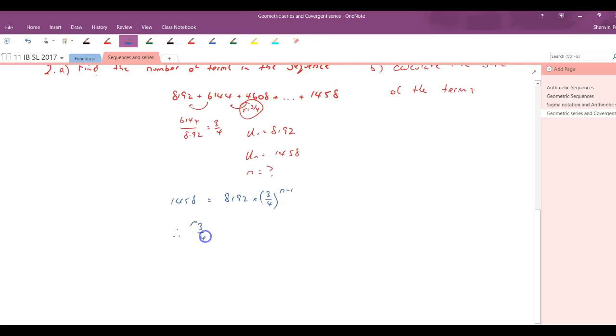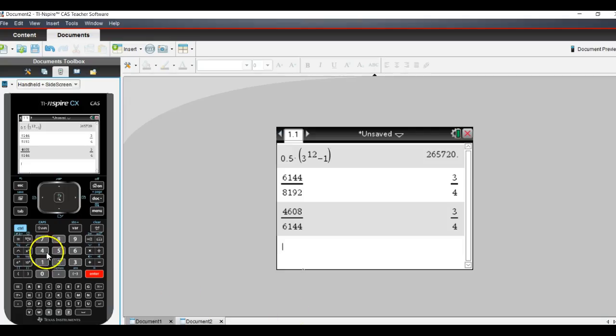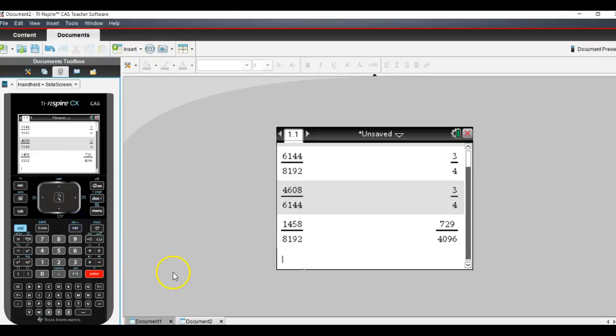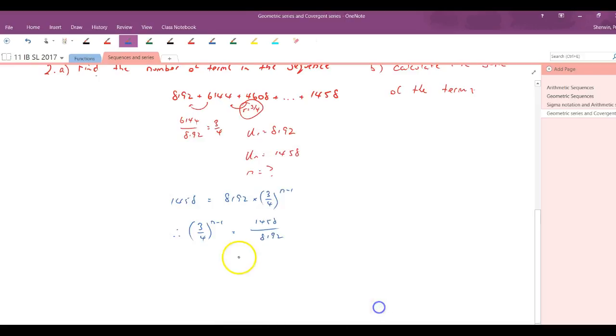This is going to be 3/4 to the power of n minus 1, which equals 1458 over 8192. Let's see if we can bring that down. 1458 over 8192. That just goes back to 729 over 4096. So what we need to do is work out the power that you take 3/4 to get this value here. That's just going to be trial and error.